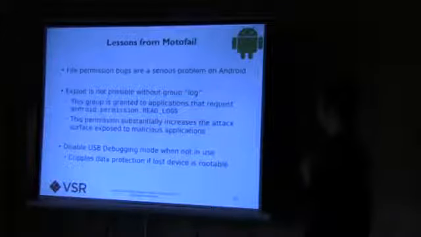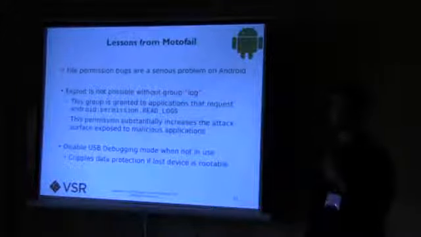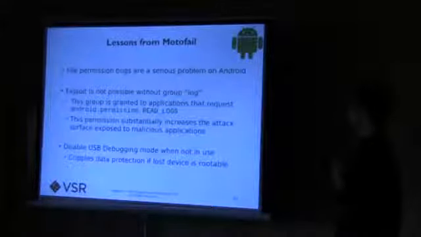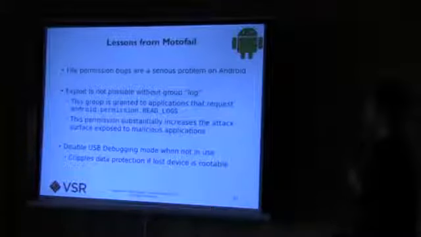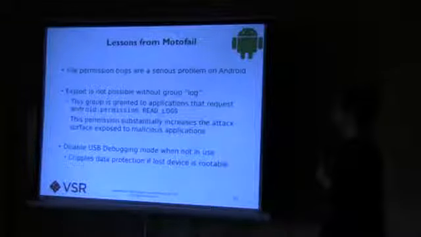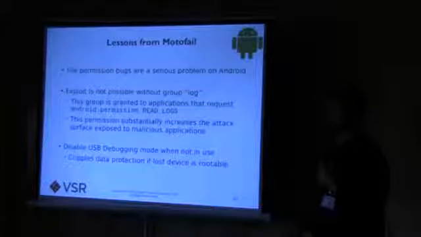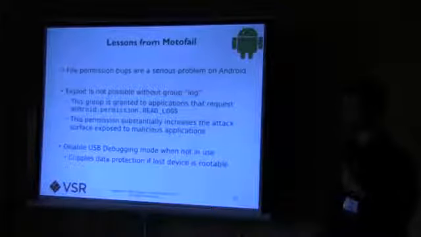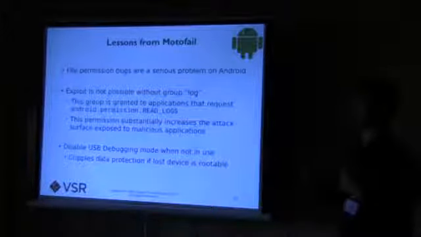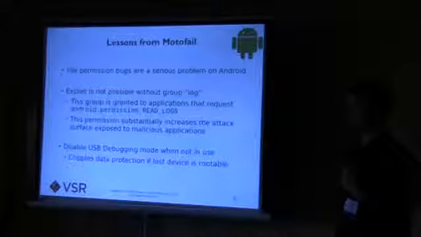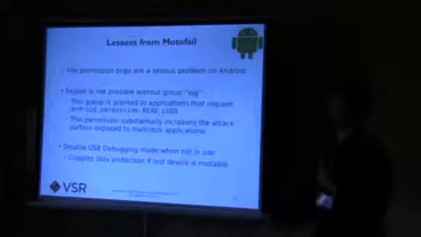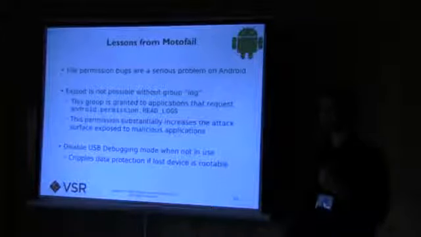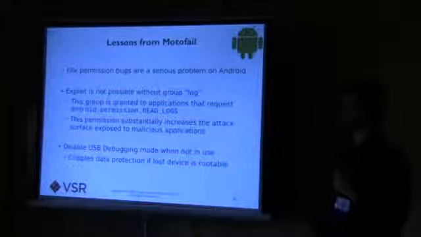The next thing to take away here is that this exploit isn't possible without the log group. And this was actually the case with many of the bugs that I encountered. This group is actually granted to applications that request the android.permission.READ_LOGS permission. And in my experience, this permission in particular substantially increases the attack surface exposed to malicious applications. So you should be very wary of granting this privilege to any application that you don't fully trust. Additionally, there's been lots of documented problems with applications logging sensitive information to the Android debug logs, which this permission gives you access to read.